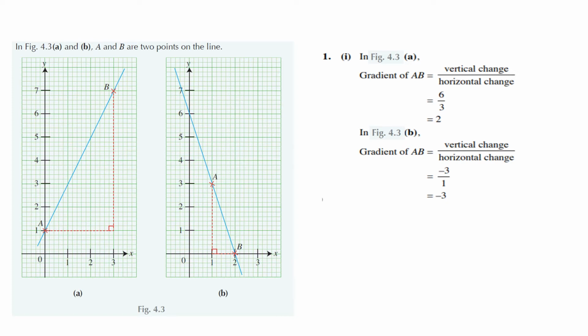Similarly in figure 4.3b, the gradient of AB will be calculated as vertical change over horizontal change, and here the vertical change will be -3 and the horizontal change is 1. So on simplifying we will get -3. It means the gradient of line AB will be -3.